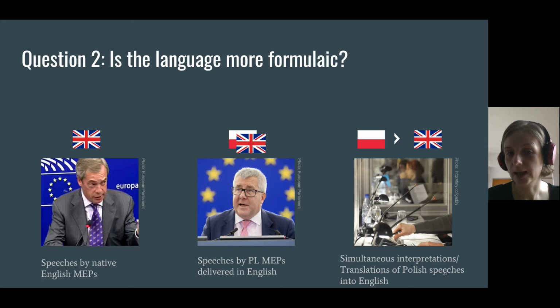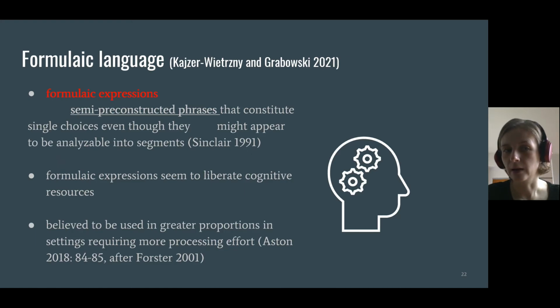Now, question 2, is the language used by MEPs from the G countries and simultaneous interpreters and translators more formulaic? Now, first, let's get back to formulaic language. Formulaic expressions are semi-pre-constructed phrases that constitute single choices, even though they might appear to be analyzable into segments. So you are using a couple of words, but your brain actually retrieves them all together.